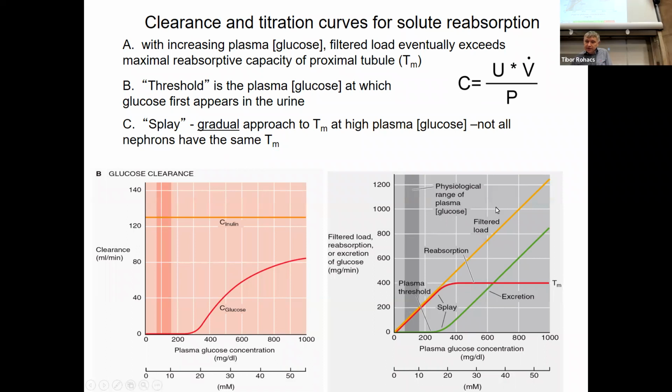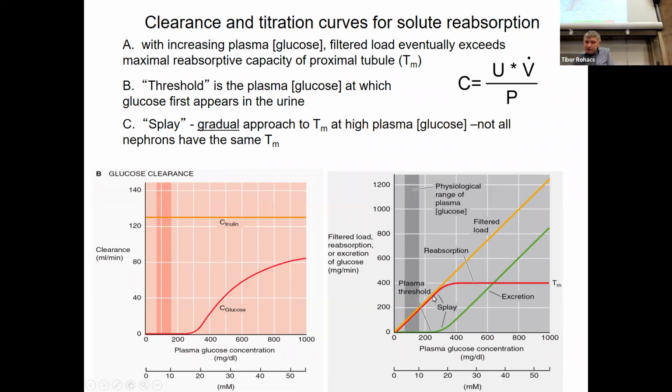The filtered load, this is the yellow curve. Filtered load is basically the plasma concentration times GFR. It goes linearly because the more glucose you have in your blood, the more it's going to be filtered. There's no barrier for filtration. These are just large holes. So if you have 10 times more glucose, you filter 10 times more.